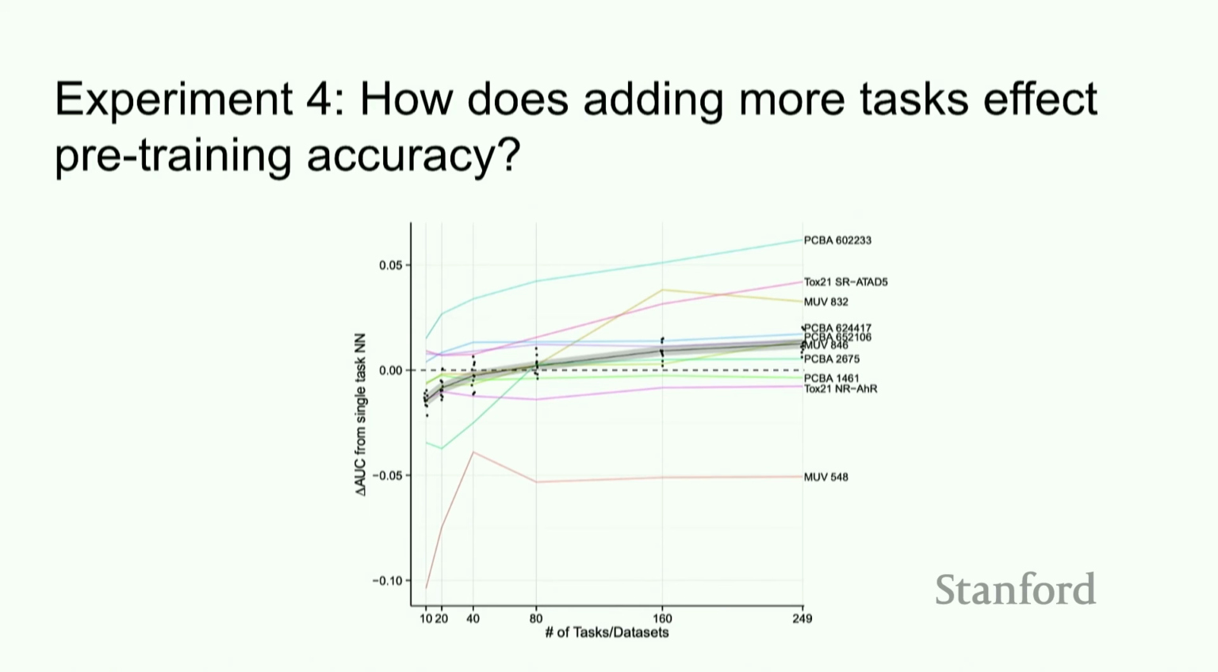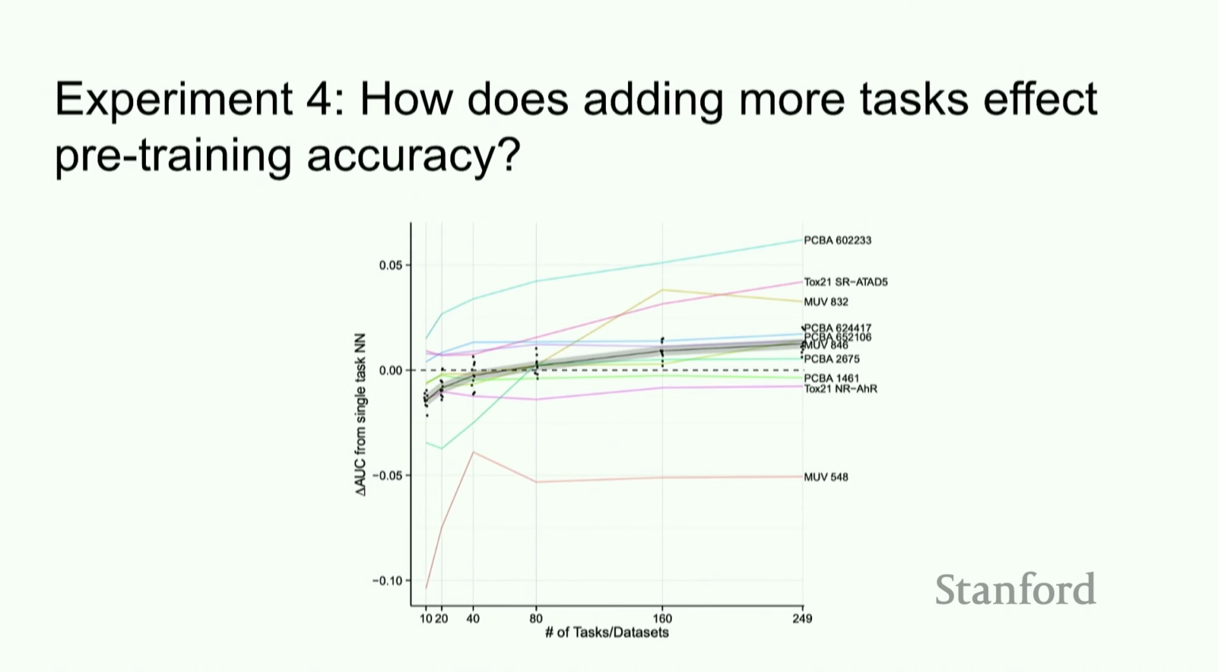And then finally, experiment 4, they asked, how does adding more tasks affect pre-training accuracy? So if you pre-train a model on a bunch of tasks and then use those weights to initialize a single task model for a new task, how does that affect accuracy? And again, they said that on average, it continues to increase a little bit, but in some cases, it hurts a lot.